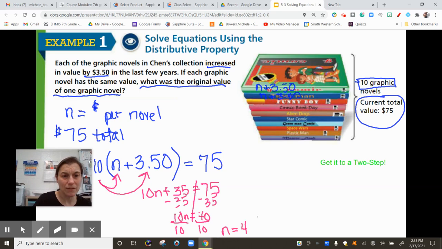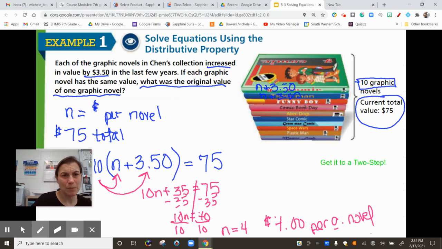So what does n mean? Well, I go back to the beginning, and n was the original price per novel. So that's 4 is $4 per graphic novel. So that means originally they were each $4.